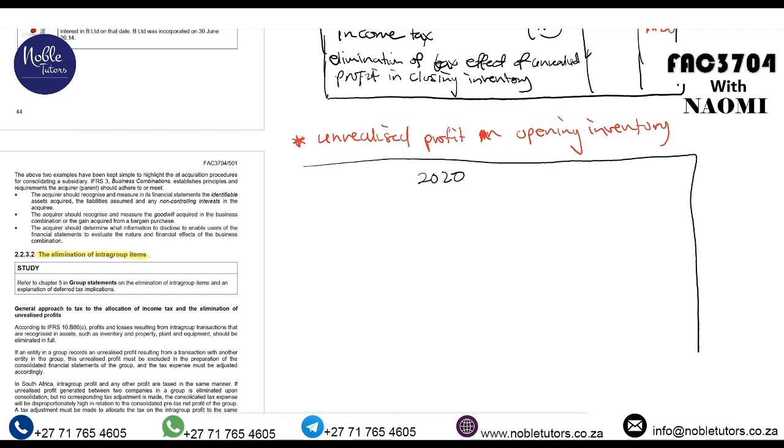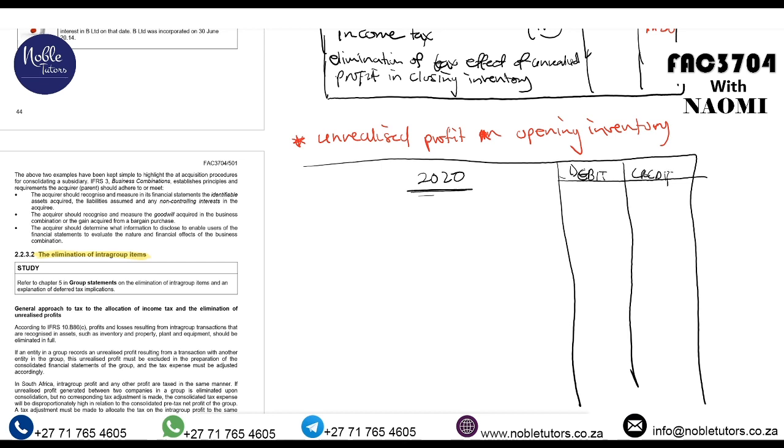Okay, I want to do my pro forma consolidated journals. Guys, remember, I keep on using the word pro forma, just to remind you that these are mainly reversal journals, and these are consolidation journals, not just a normal journal. All right, so I'm in 2020. What do I do first?